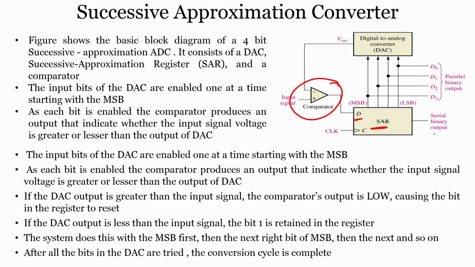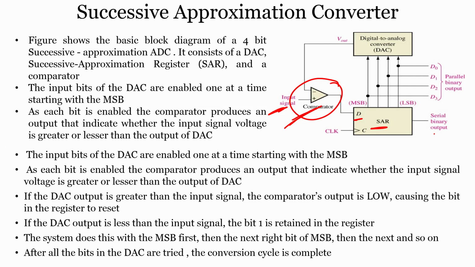So, you understand this thing: the V out here and the initial input here. Whether it is more than the DAC or less than the DAC, we can easily see with the help of the comparator. If the signal input is more than the DAC, then we can have a higher bit. If the signal input is less than the DAC, we can have a lower bit, right. So, the inputs of the DAC are enabled one at a time, starting with the MSB.